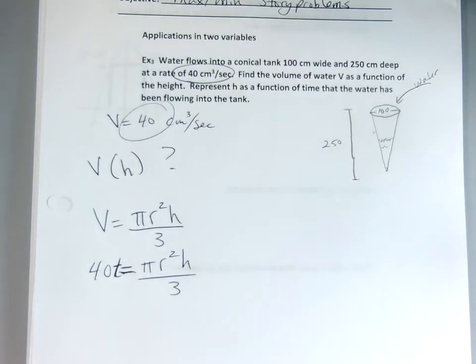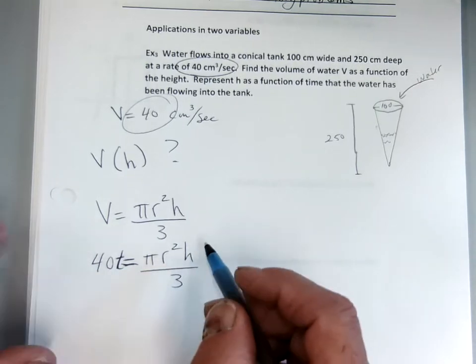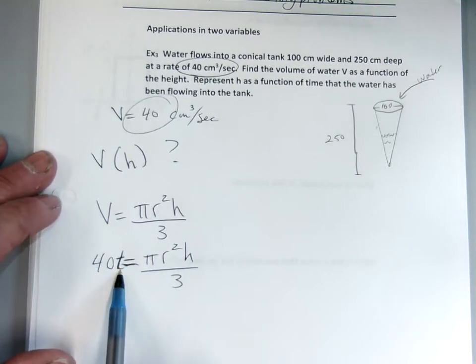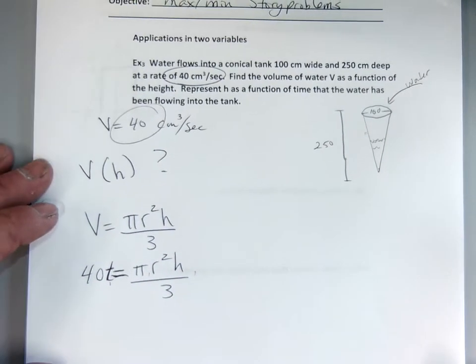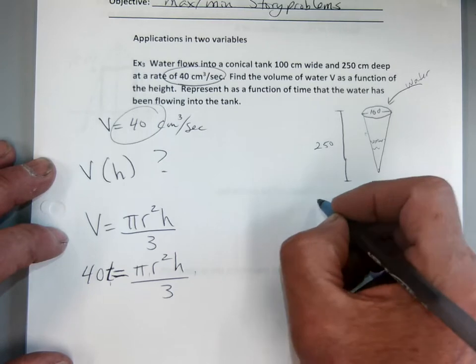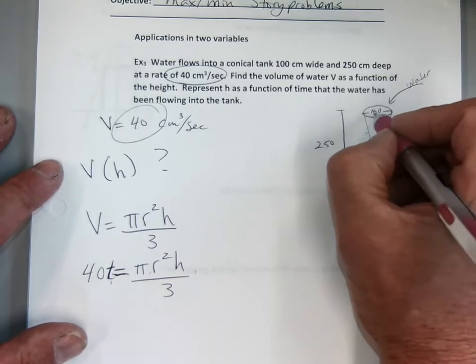So I've got too many variables. I need to somehow come up with something regarding the radius. I've got T, R, and H. I want V of H. So let's look at the height. Let's go back to similar triangles.